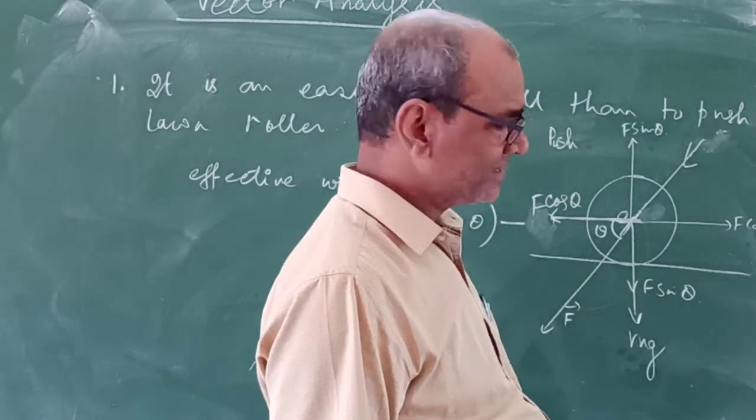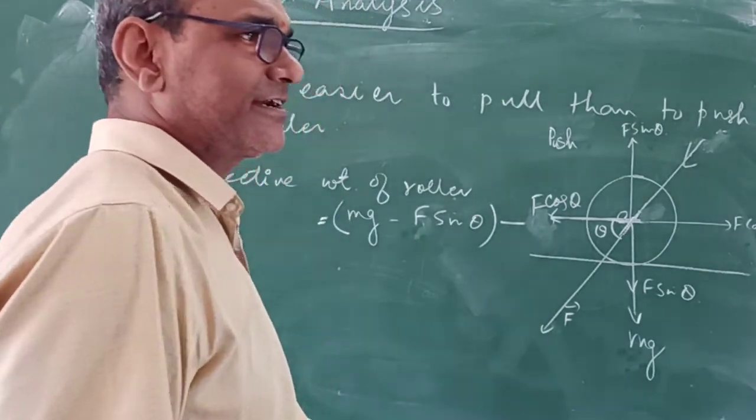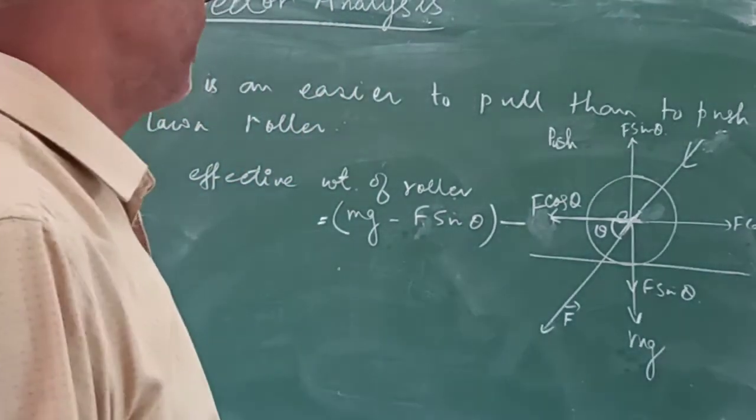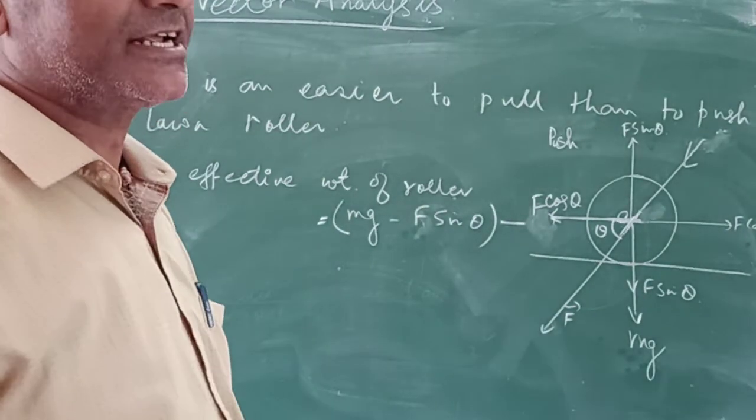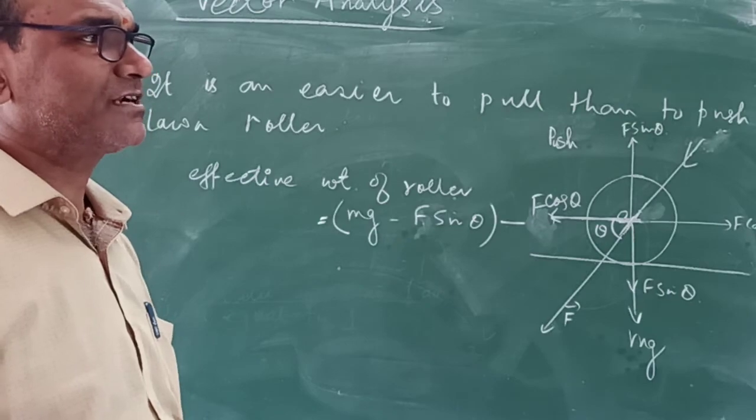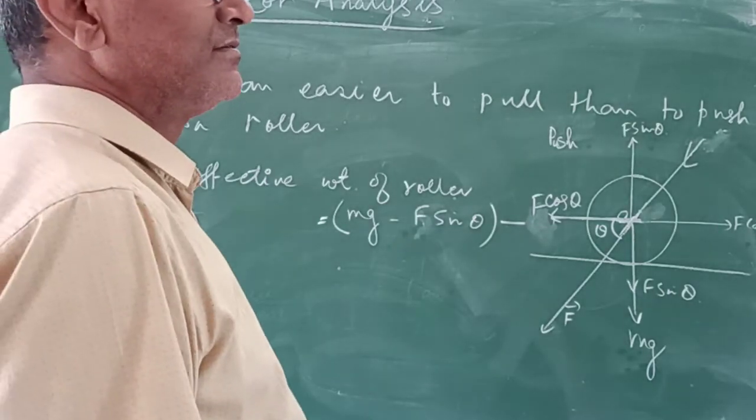All of you know that. If two vectors are directed in the same direction, the resultant vector R is equal to A plus B. When two vectors are directed in opposite directions, the resultant vector R is equal to A minus B, or the bigger vector minus the smaller vector.